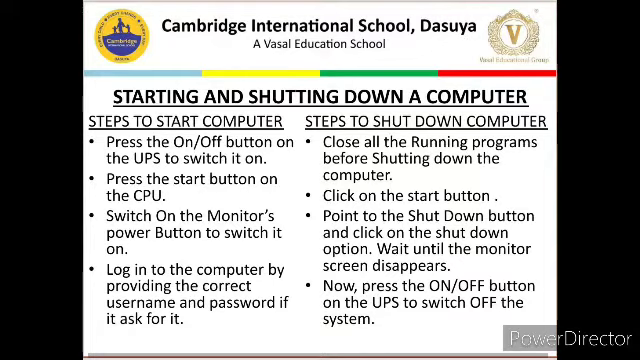Then come to the steps for shutting down the computer. Firstly, close all the programs that are running at the back end. Then click on the start button, point to the shut down button and click on the shut down option. At last, press the on/off button on the UPS to switch off the system. This is how we can shut down and start our computer system.